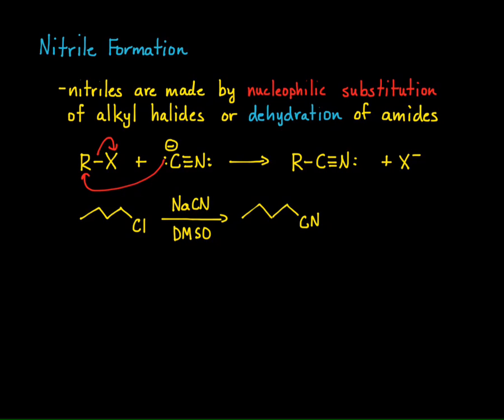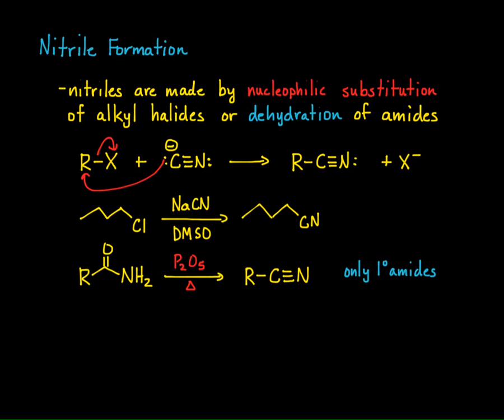The new method is taking a primary amide and treating it with P2O5, so diphosphorus pentoxide, and I add heat to this. And so when I do so, I get complete dehydration. I lose water. So if you take a look at that amide, the nitrogen has two hydrogens coming off, and then of course I have the oxygen on that carbon.